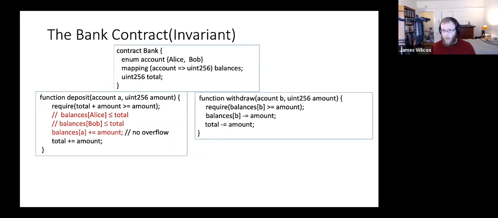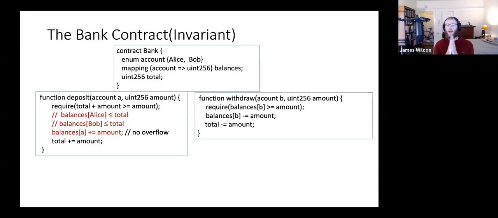And now you take a step, okay? And so we knew we were in this arbitrary state where the balances were less than or equal to total. And now we take a step. And the question is, are we still in a state where the balances are less than or equal to total? Okay, and this is not inductive.